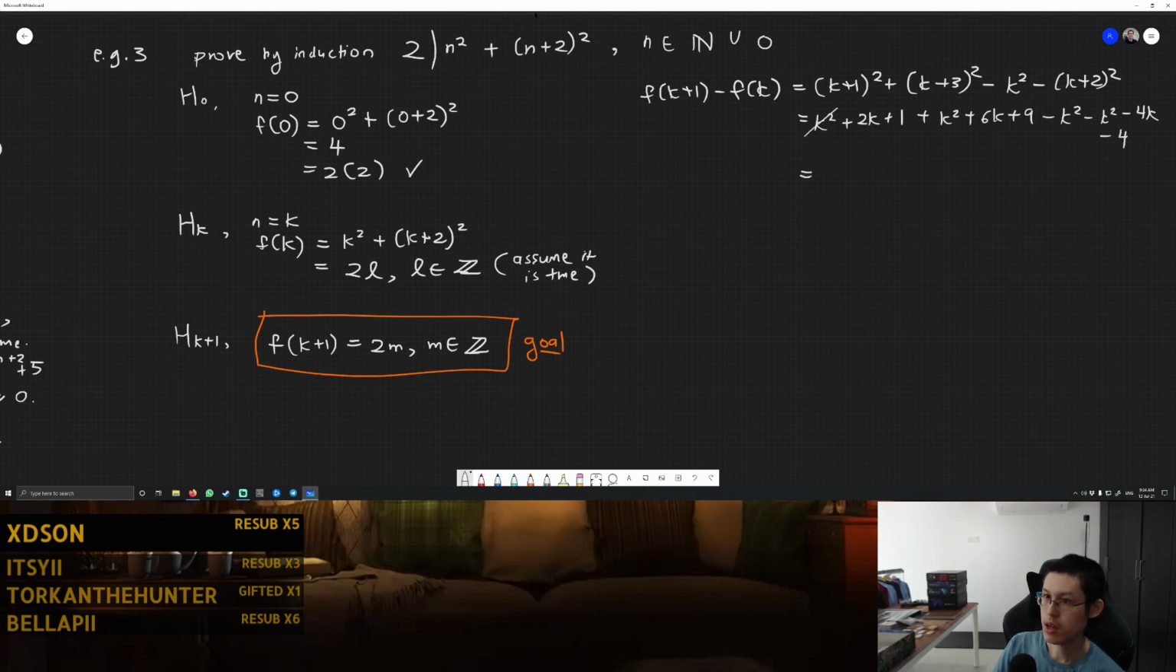All right, so we're going to get rid of the k squared here. What else can we get rid of? We can get rid of another k squared. There we go. And then we have 2k plus 6k, 8k minus 4k is 4k. Then we have a 1, 10, and then 6. All right, and then we're going to move the fk over.